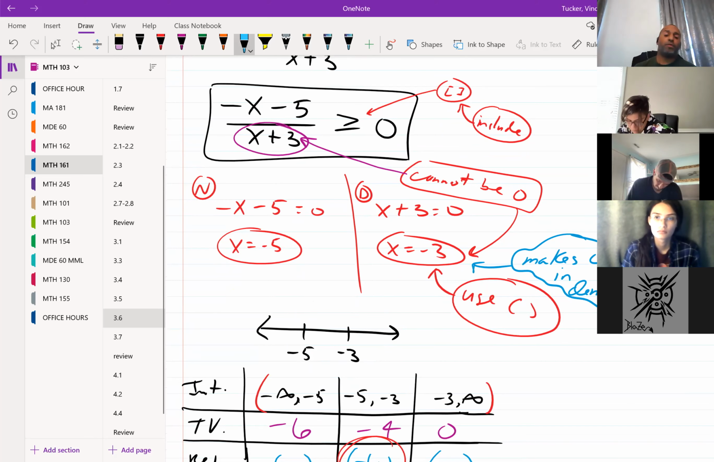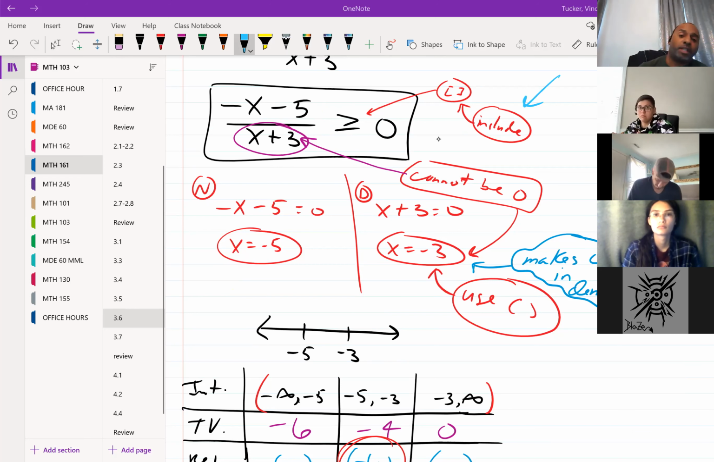Now the thing we have to be careful with here is parentheses versus brackets. Your infinity signs will always have parentheses. Now we have greater than or equal to here, so we know we have to use a bracket, but we have to be careful because a bracket means that you're going to include the value.